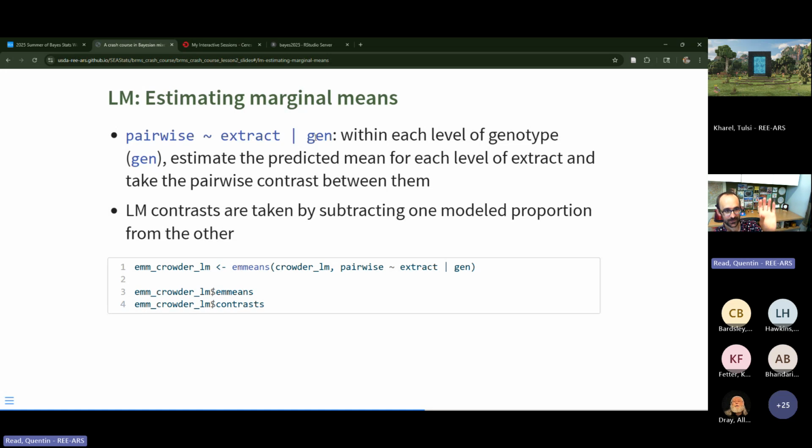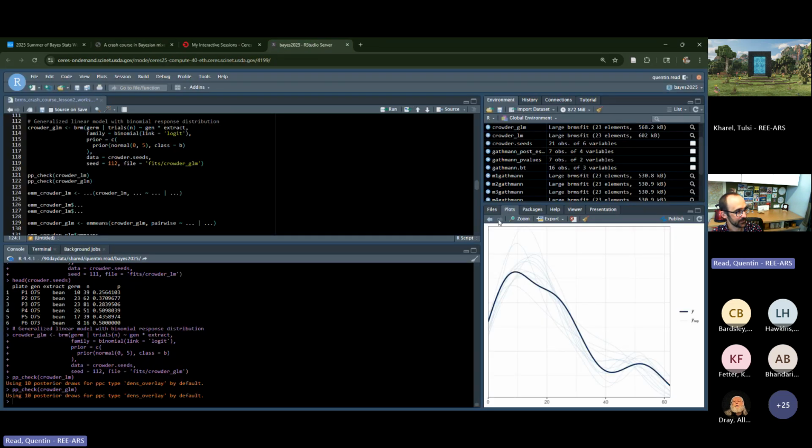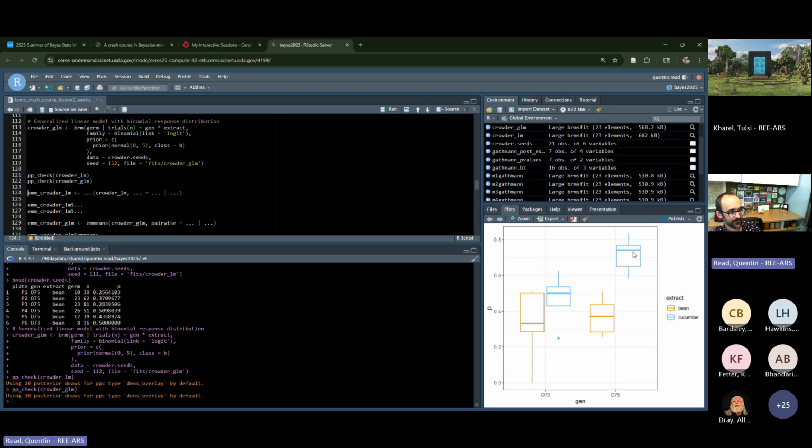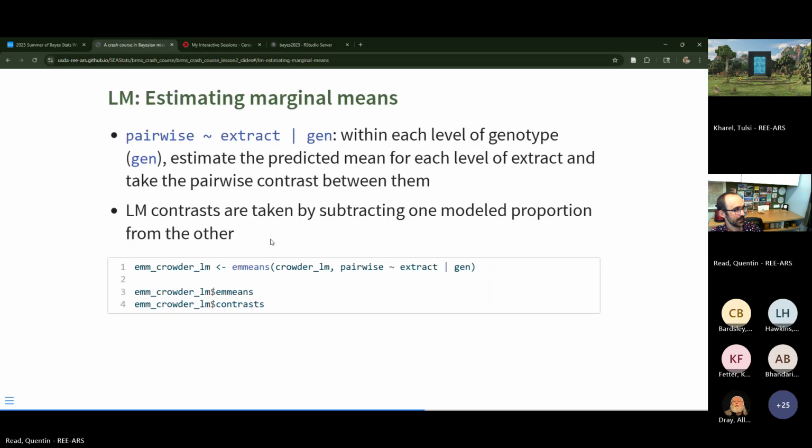So for genotype, if you look back at the graph of the data, we're going to say, okay, for genotype 73, what is the pairwise difference between the predicted means between these two extracts? And for genotype 75, what is this pairwise difference here? That's what that syntax is going to do. And we are going to do that first for the linear model. What are the means and what are the contrasts? This is the one where we use normally distributed error around the proportion.